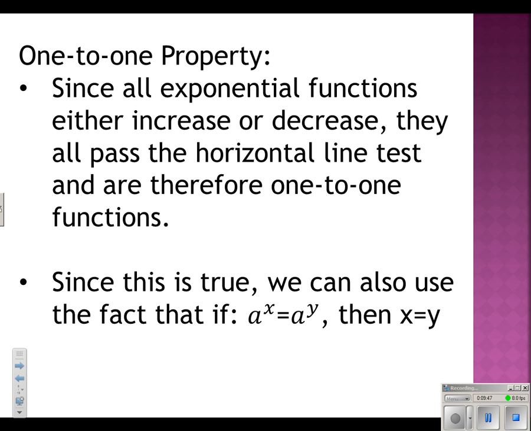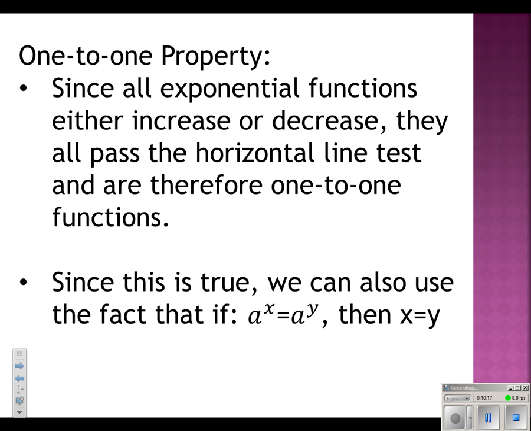Another thing that we're looking at in this section is working and finding out what exponential powers end up equaling. There's a property called a one-to-one property. It says that since all exponential functions either increase or decrease, they're going to pass a horizontal line test. That should sound familiar. We talked about the horizontal line test earlier in the term. If a function passes the horizontal line test, it is a one-to-one function.